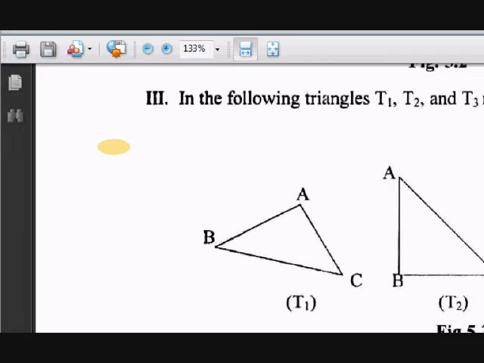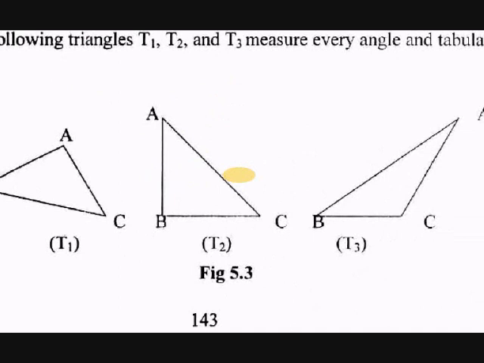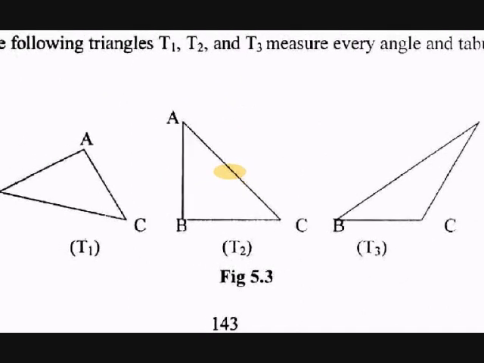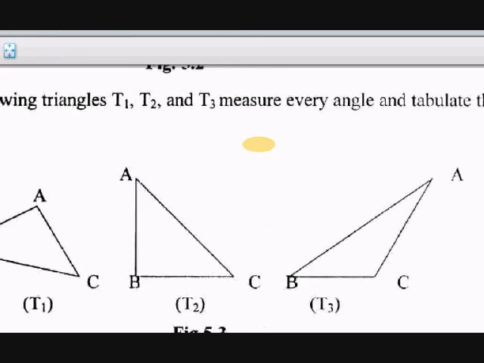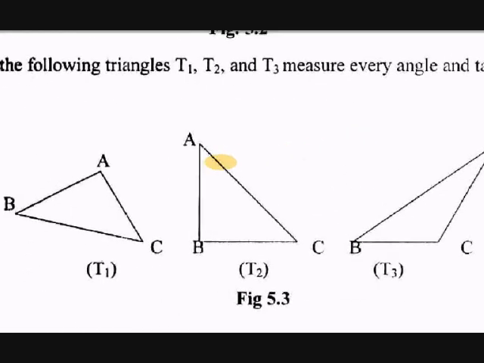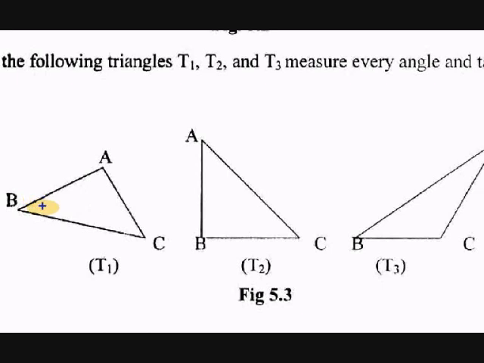Take this example. Take all these three sums. They have asked to measure every angle of T1, T2, T3 and tabulate them. You have to measure every angle. How do you measure? Use a protractor and find the angles. You know how to use a protractor? Put the line here. The protractor would be like this. Mark the angle. Likewise, use the protractor in all the cases. Find all the angles here. What is this angle? What is this angle? Is it a right angle or not?